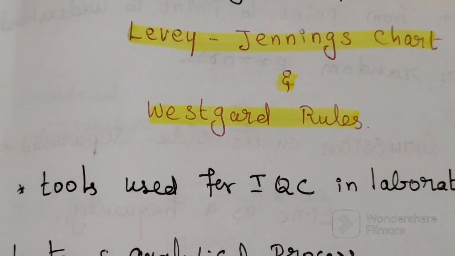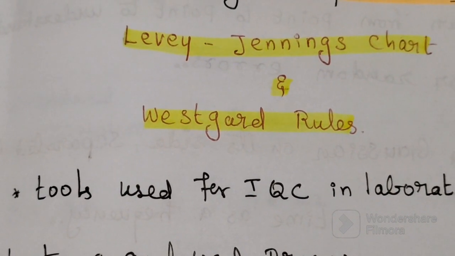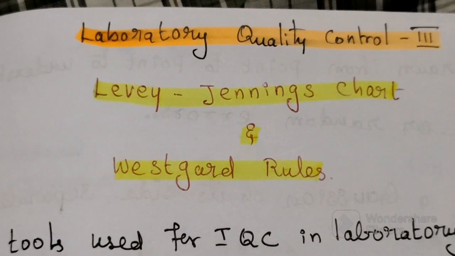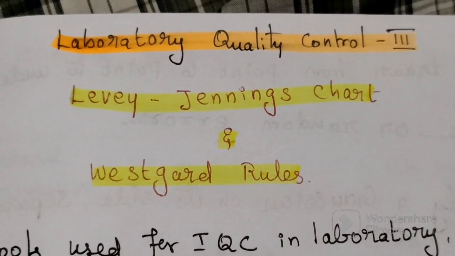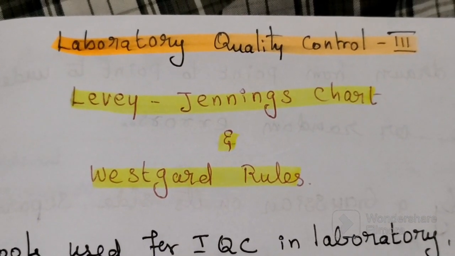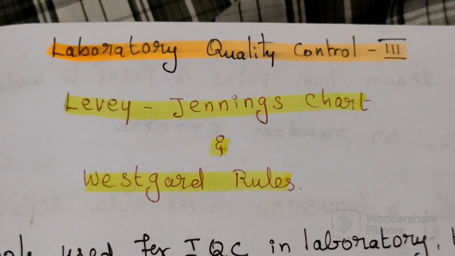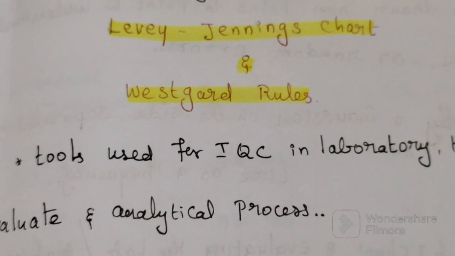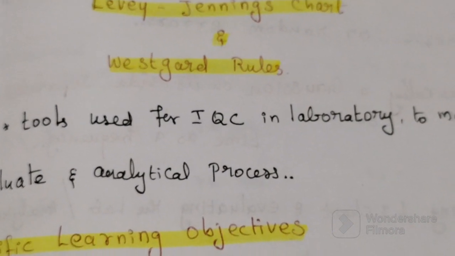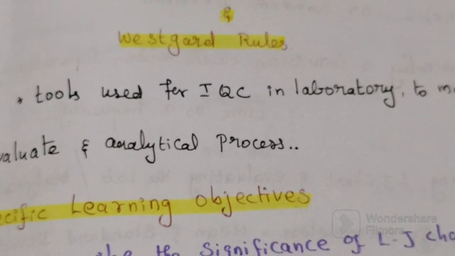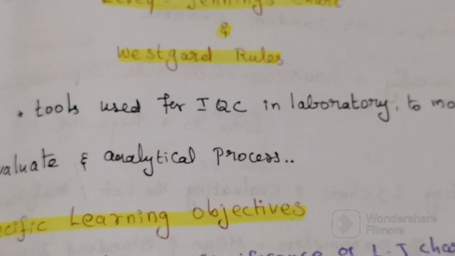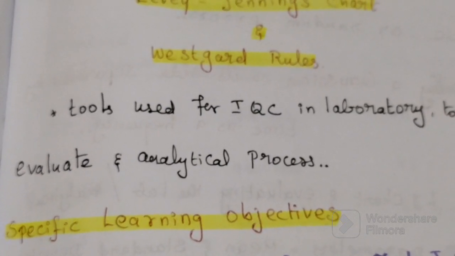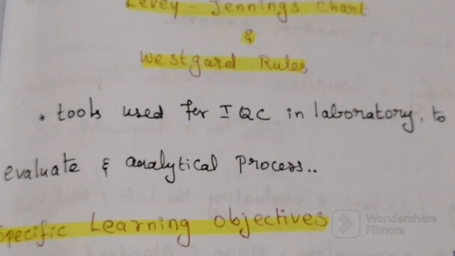In this video, we'll discuss the Levey Jennings chart and Westgard rules. This is a continuation of laboratory quality control. These are the tools used for internal quality control in the laboratory to monitor and evaluate the analytical process on a day-to-day basis.